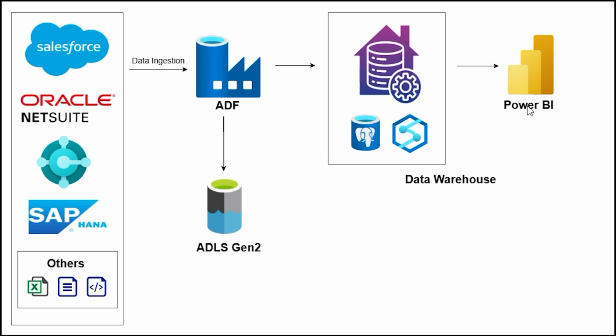So, to sum it up, ADF brings your data together, ADLS Gen 2 stores it, the data warehouse organizes it, and Power BI helps you make sense of it. It's a powerful, flexible setup that helps businesses stop guessing and start making data driven decisions.